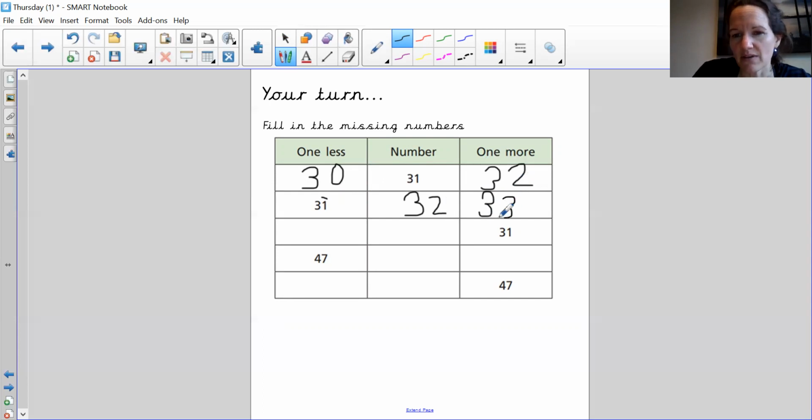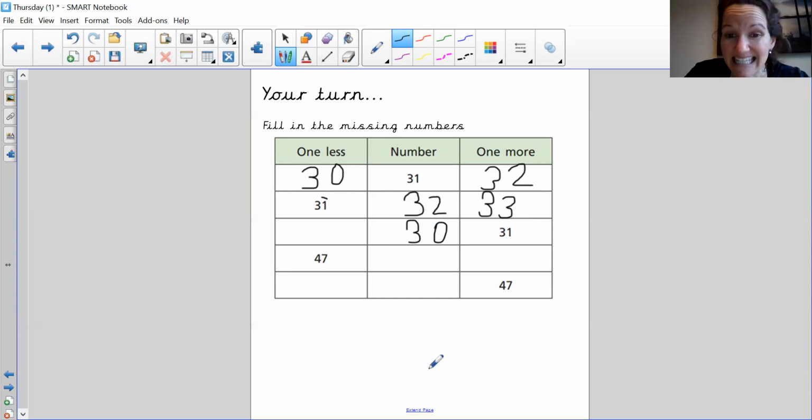I'm going to do another one with you actually, because this is quite tricky. So now let's look at this one. I've got 1 more in my 31. So that means I've already added 1 more to it. So I've got to do the opposite to get my original number. So what would my number be that I'd have to add 1 to get 31? It would have to be 30. Okay. And I'm going to leave the rest of those blank.